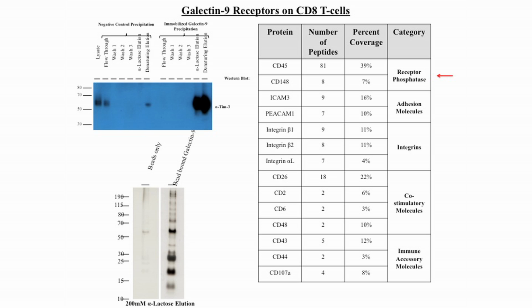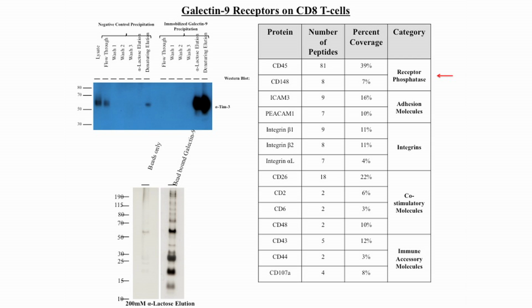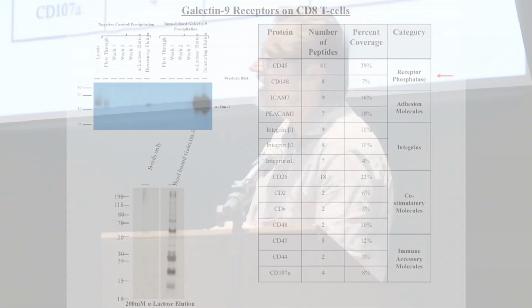Because we know that TIM3 does not have an ITAM motif, is it recruiting any other molecules? So we did another TIM3 immunoprecipitation in the presence of galectin-9, and wanted to see if there is something that galectin-9 is binding to on these CD8 T cells when you also have TIM3 present. We found two very common phosphatases, CD45 and CD148. They co-immunoprecipitated with galectin-9 and TIM3.